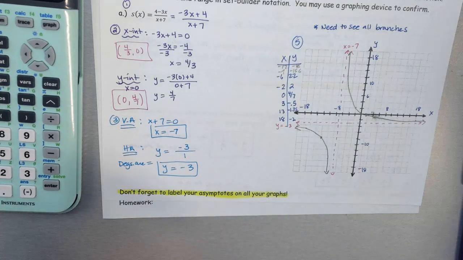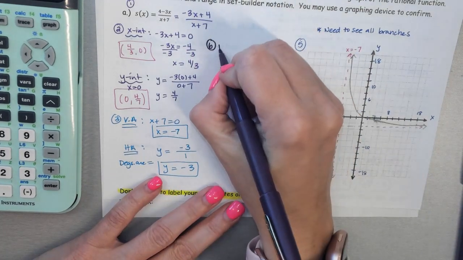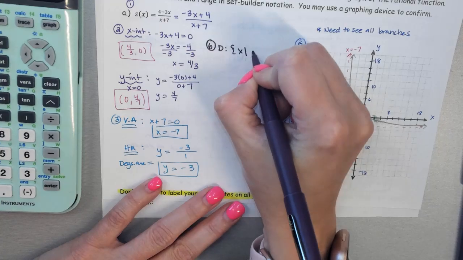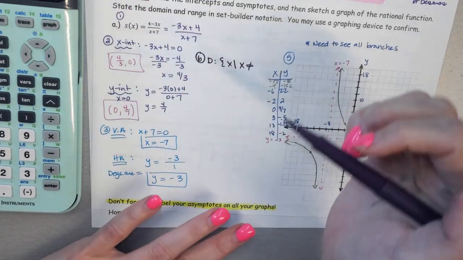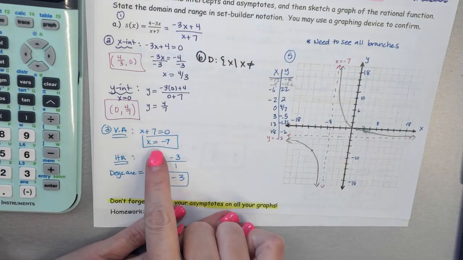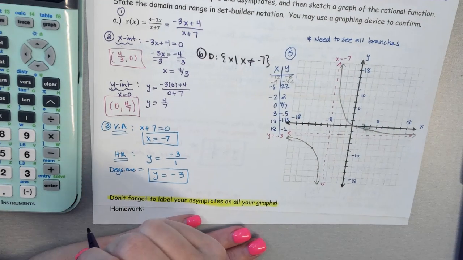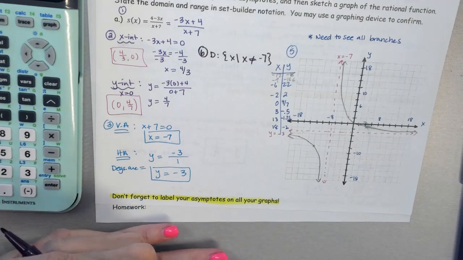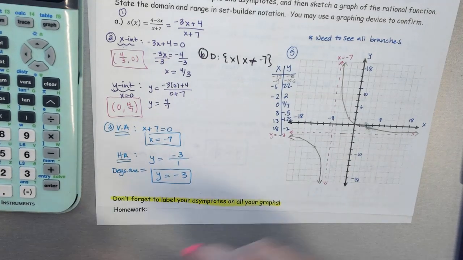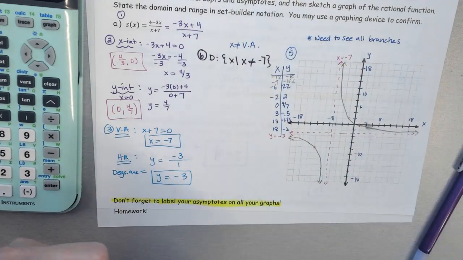Okay, so the 6th step for the domain is x such that, and then like we said, x cannot be those vertical asymptotes. So in this case, the vertical asymptote was just -7. So it's just x cannot be -7. It's a fraction, right? It's whatever makes the denominator 0. So for all of the domains, it's going to be x cannot equal the vertical asymptote.